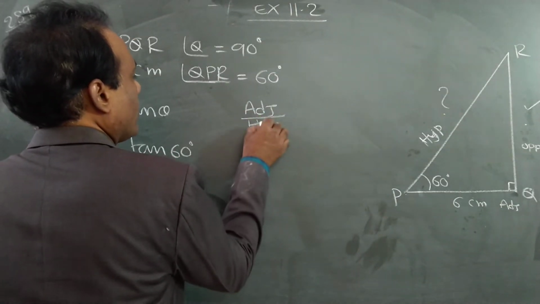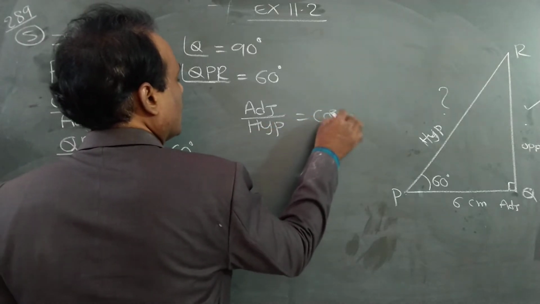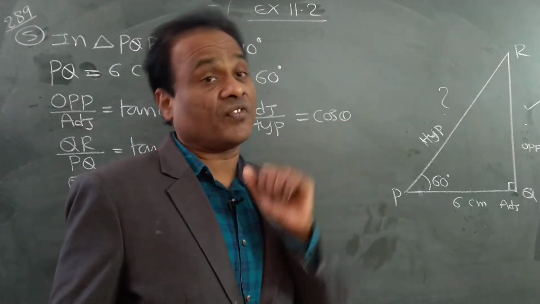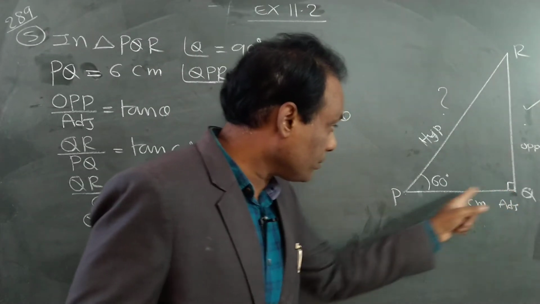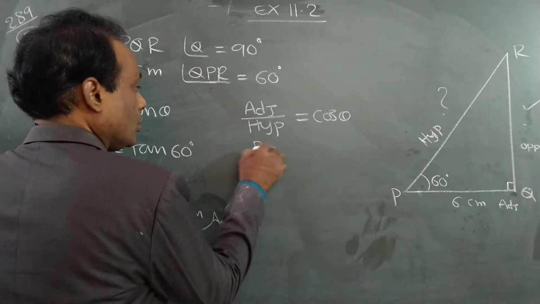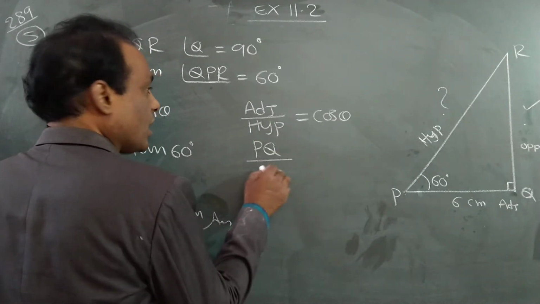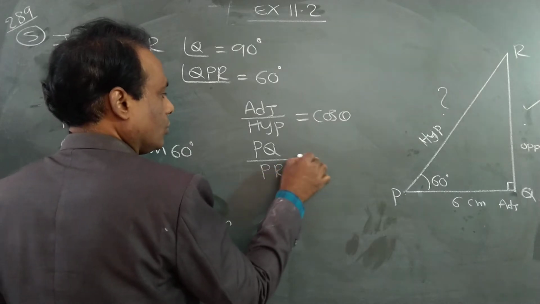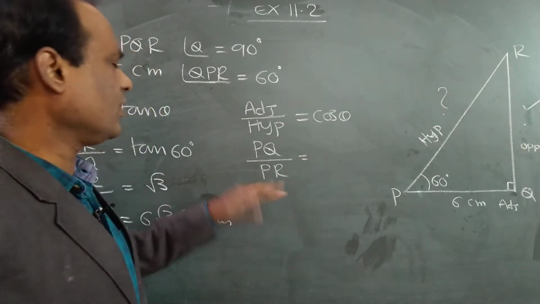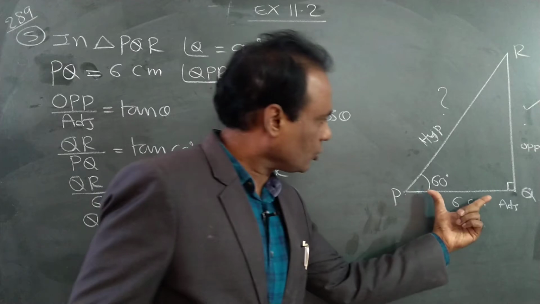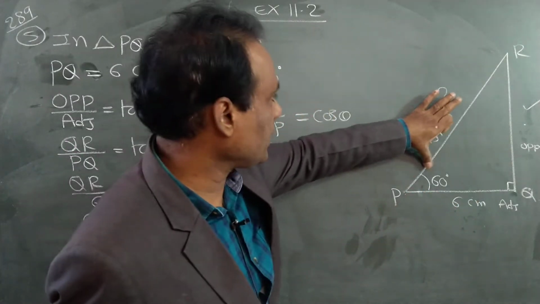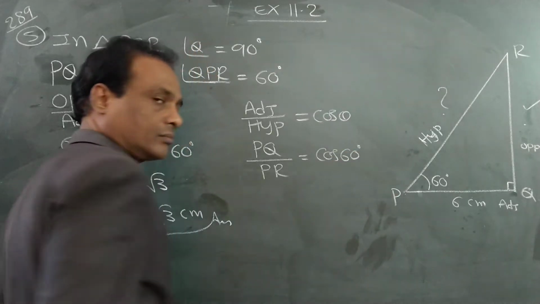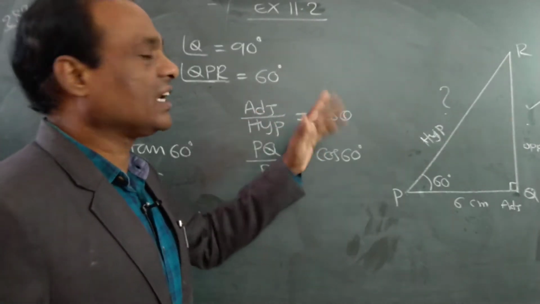See here. What is the cos theta definition? Adjacent by hypotenuse is cos theta. Don't write. What is the adjacent side? PQ. Hypotenuse we don't know. PR we don't know, we have to find. So that we will substitute later. Adjacent is PQ, hypotenuse is PR. Theta is how much? 60. Cos theta formula I am taking.